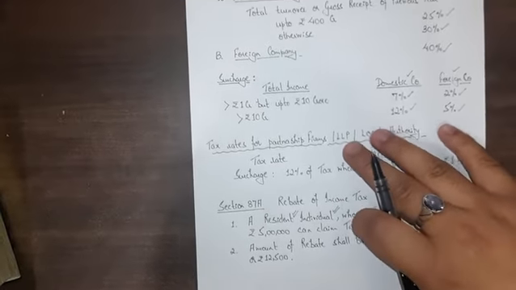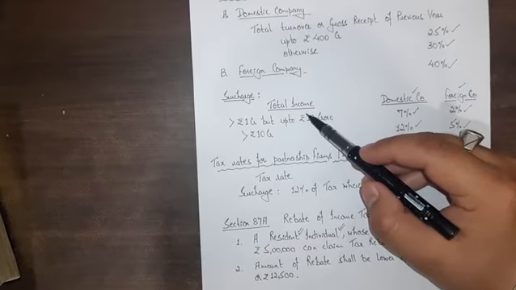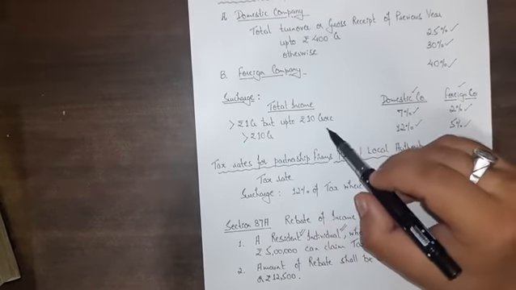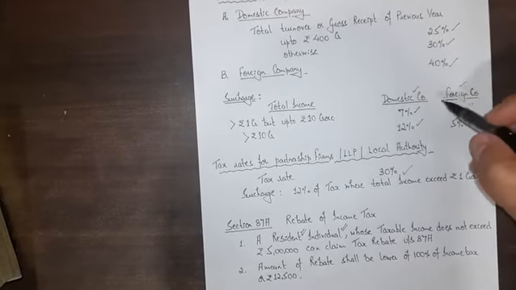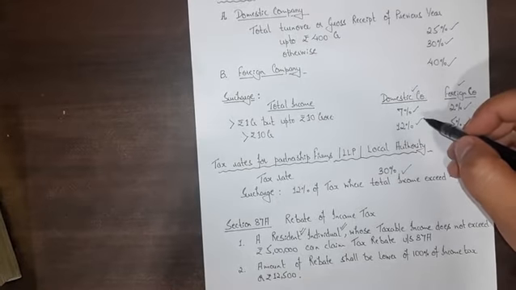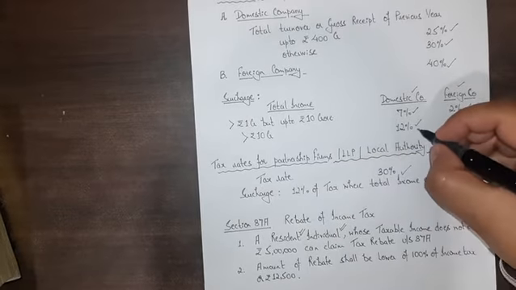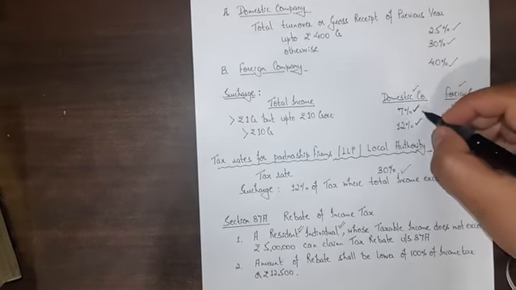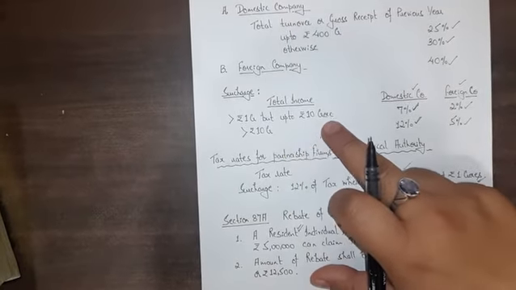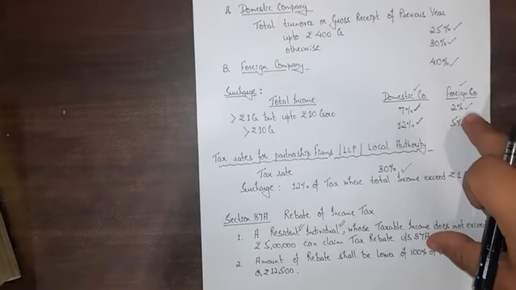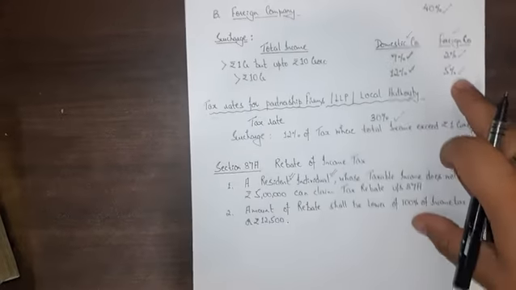Now, talking about the surcharges, if the total income is greater than 1 crore and up to 10 crore, if it falls within this bracket, then it has to pay surcharge of 7%, and if it's greater than 10 crore, it has to pay surcharge of 12%. Whereas when we talk about the foreign company, if it is greater than 1 crore but up to 10 crore, there is a surcharge of 2%. And income greater than 10 crore, there is a surcharge of 5%.